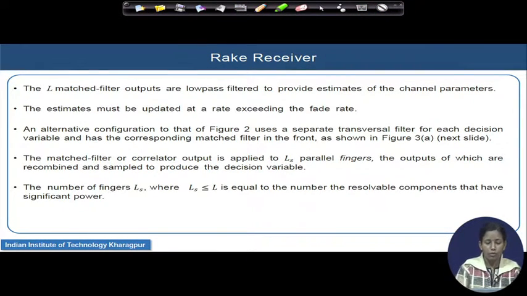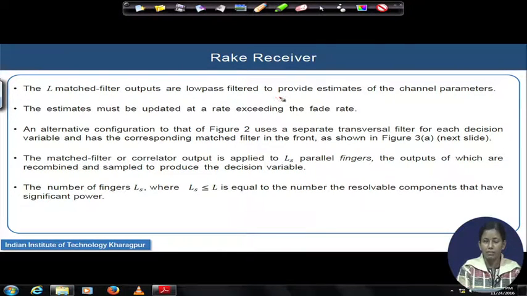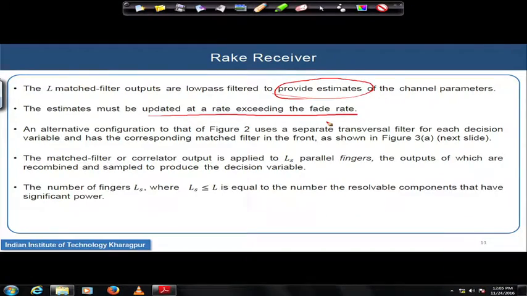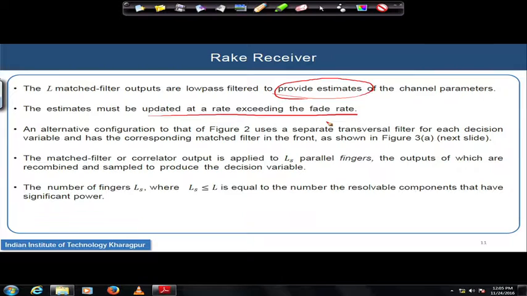Now, the capital L matched filter outputs are low pass filtered, and that provides us the estimate of the channel parameters. These estimates we should update at a rate which should not exceed the fade rate. So, it should be at par with the rate of the fading, whether slow or fast fading. That estimation should go according to the rate at which the channel is changing.